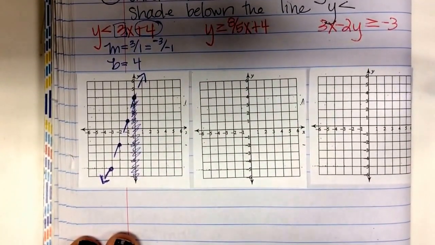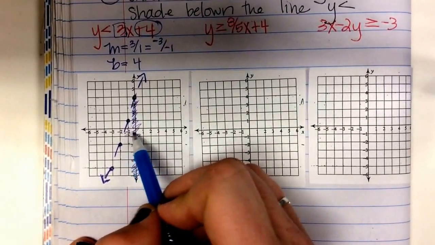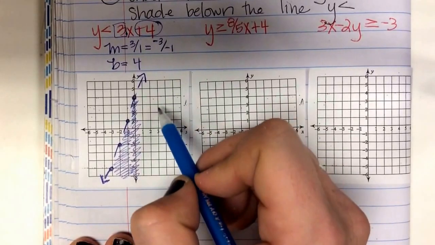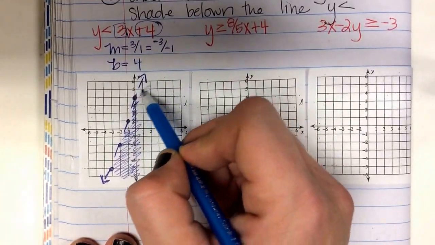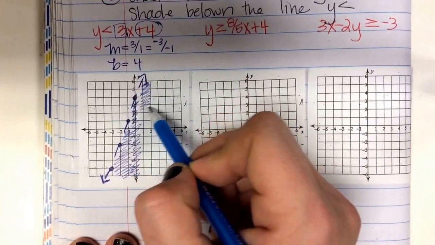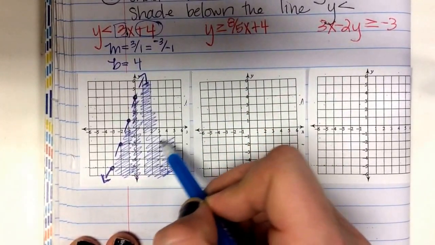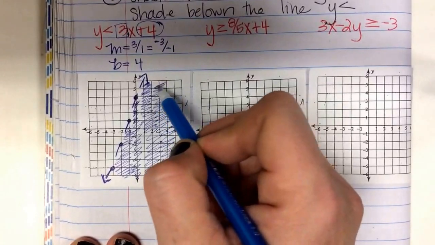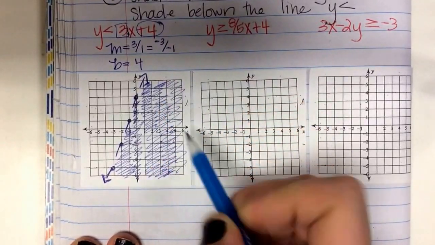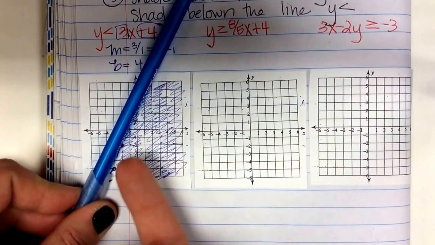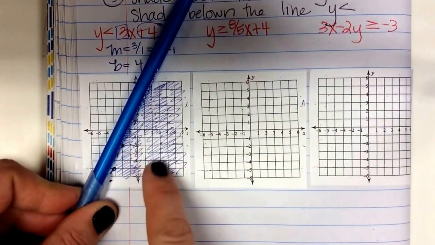So see, I shade down here, right? But I'm going to fill in all of the space. So I also shade right here. What else is below the line? Is this below the line? Yeah. All of this is below the line because the line keeps going, right? And so anything below gets shaded in.